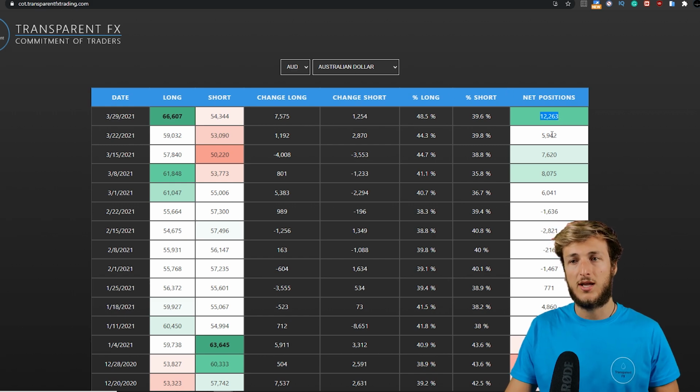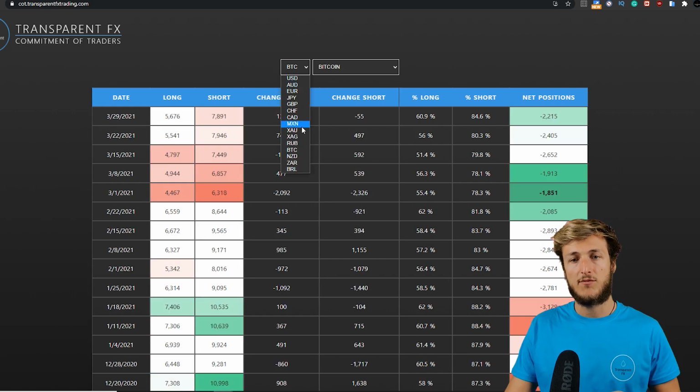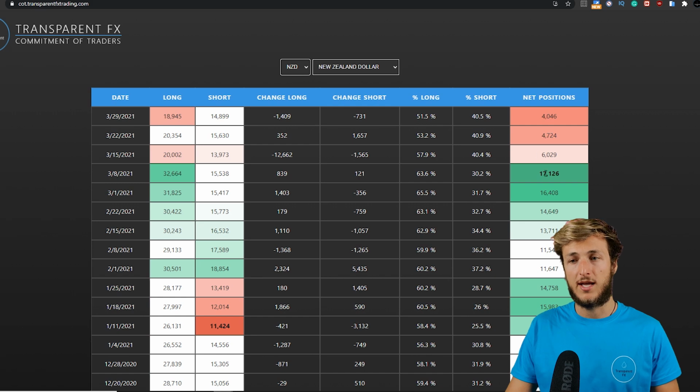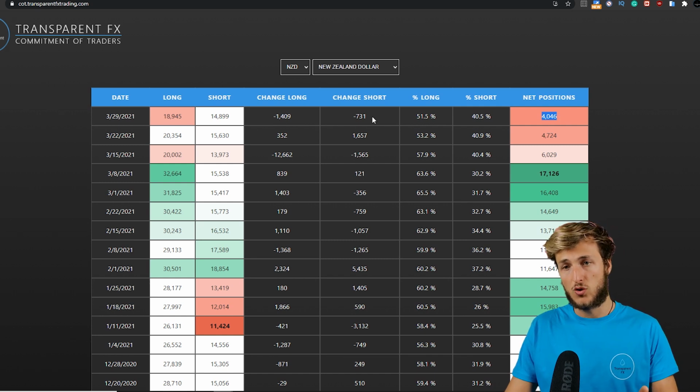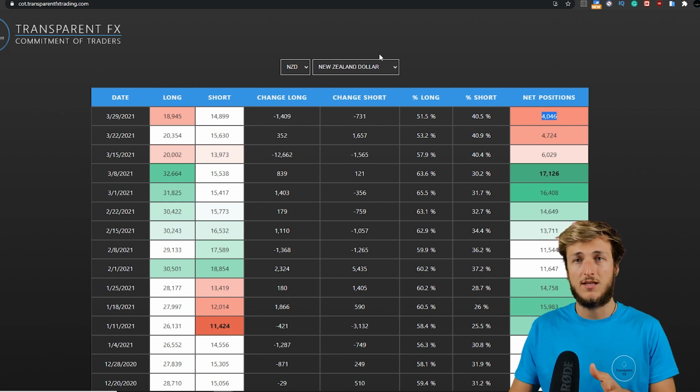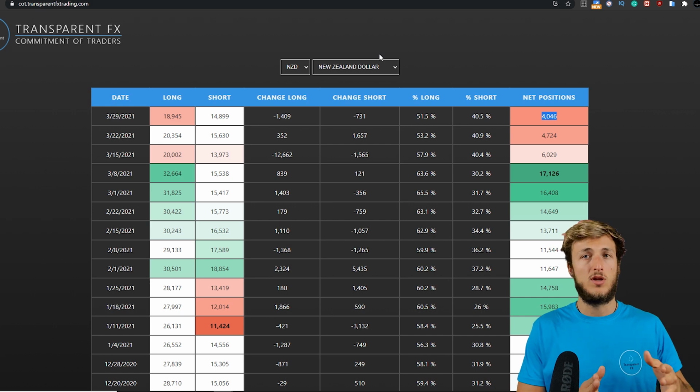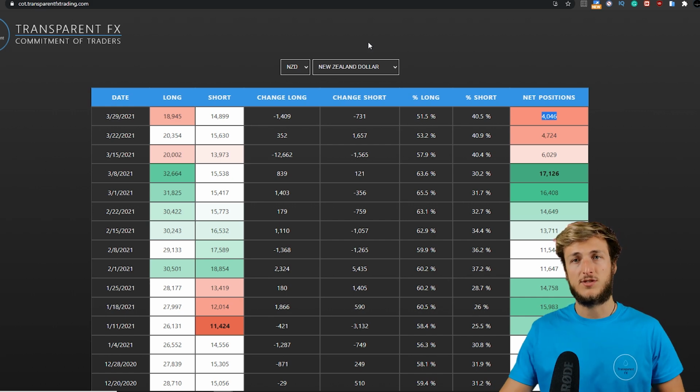So the net positions on the AUD are getting increased, and we can see how with the last report, we just reached 66.6k long positions and 54k shorts. So the AUD is getting extremely strong from an institutional perspective. And if we go and see what we have on the NZD, we can see how on the NZD, we just went from having 17.1k net positions all the way down to having 4k net positions. So overall, the NZD is getting weak and the AUD is getting strong, meaning that institutions are shifting their positioning to the positive side of the AUD and to the negative side of the NZD.